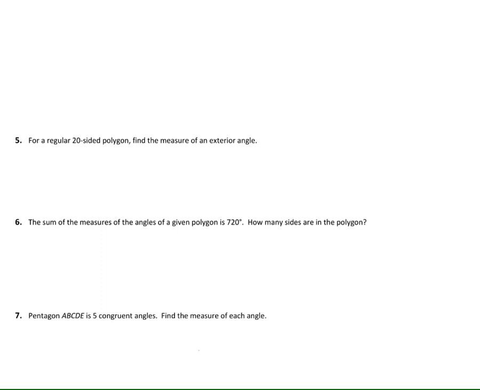Alright, so for example number 5, it's kind of doing the same thing as example number 4. So for a regular 20-sided polygon, we need to find the measure of an exterior angle. So again, I know all the exterior angles of any polygon are always going to add up to 360 degrees. So literally all I have to do is 360 divided by the number of sides. So I'm going to do 360 divided by 20. And if I type this in the calculator or divide it out, 360 divided by 20 would be 18 degrees. So that means every exterior angle of a 20-sided polygon is 18 degrees.